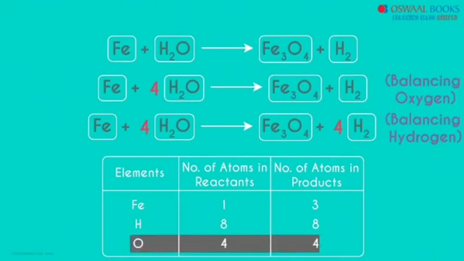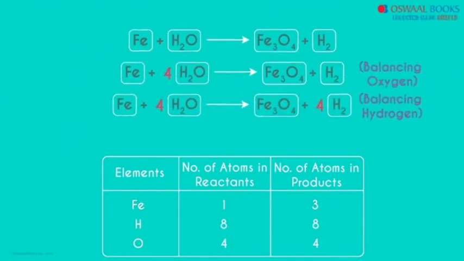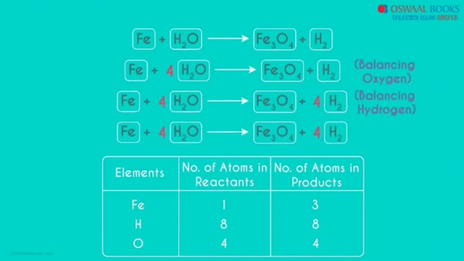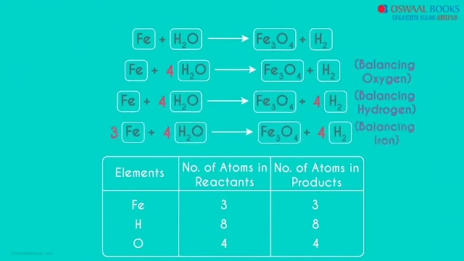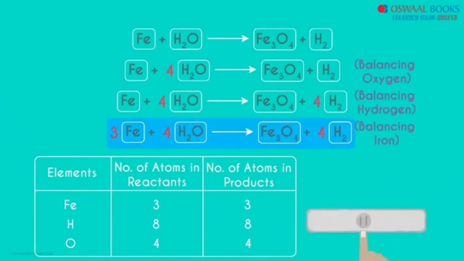The number of oxygen atoms on each side is 4 and the number of hydrogen atoms on each side is 8. And what about iron atoms? It's 1 on the left and 3 on the right. So the equation is just partly balanced. So to equalize the Fe atoms, we multiply Fe on the left with 3. Is the equation balanced now?